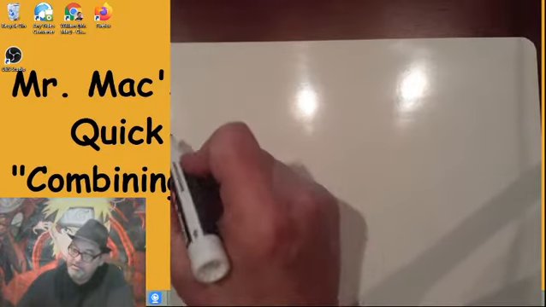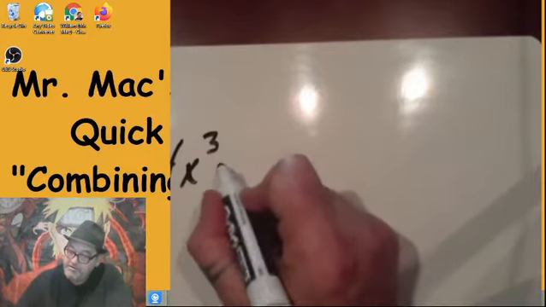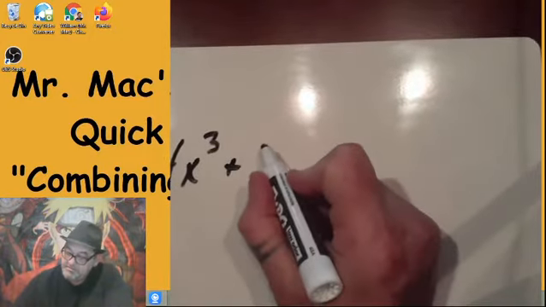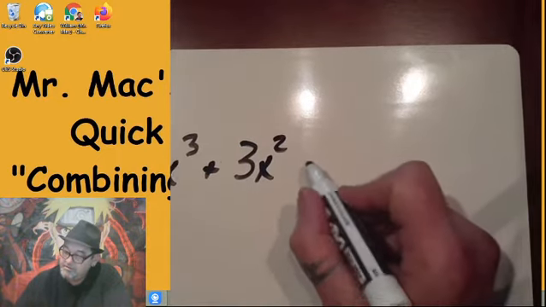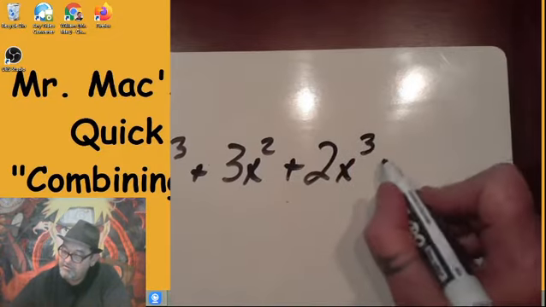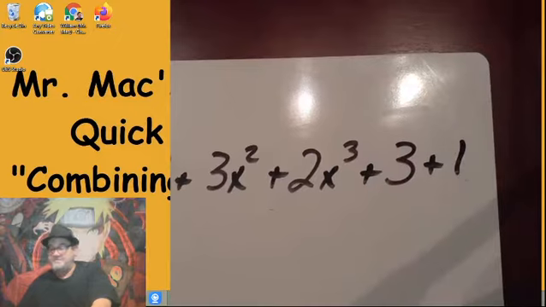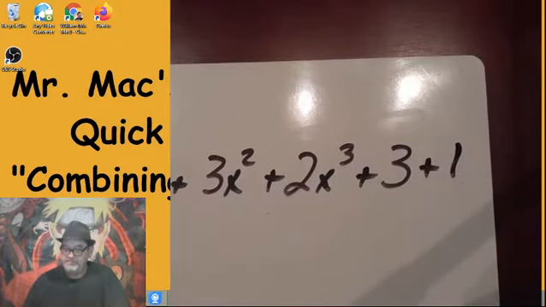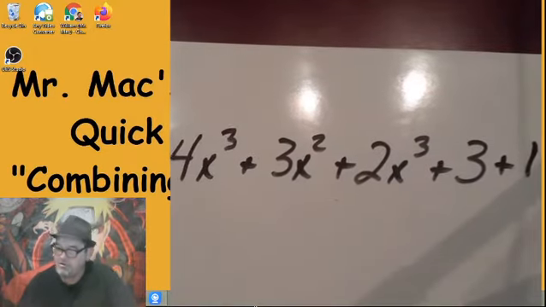Let's go with 4x to the third plus 3x squared plus 2x to the third plus 3 plus 1. Oh, I hope that all fits on the screen. Hope you guys can see that. Let's double check and make sure that you can. All right, there we go. So now you can see them all.